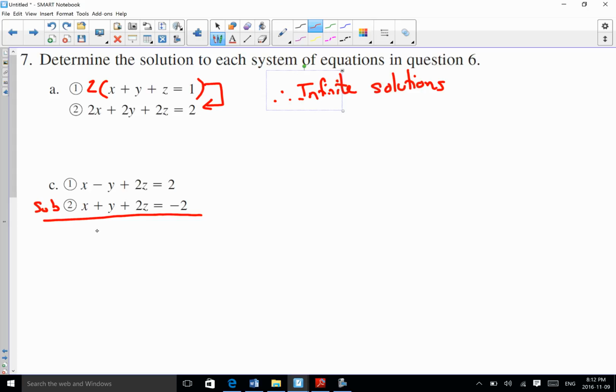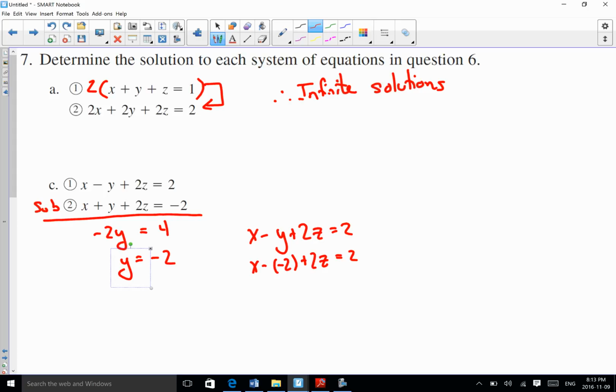x minus x is gone. I get negative 2y, I get no z's, and I get 4. Well, that's kind of nice because I can solve for y right off the bat. If I go back and plug it into one of my equations, for instance, x minus y plus 2z equals 2, I get x minus negative 2 plus 2z is 2. I end up with x plus 2 plus 2z equals 2, or in other words, x plus 2z equals 0. Okay, well, I can't really go any further with that, right? I got two variables, but only one equation.